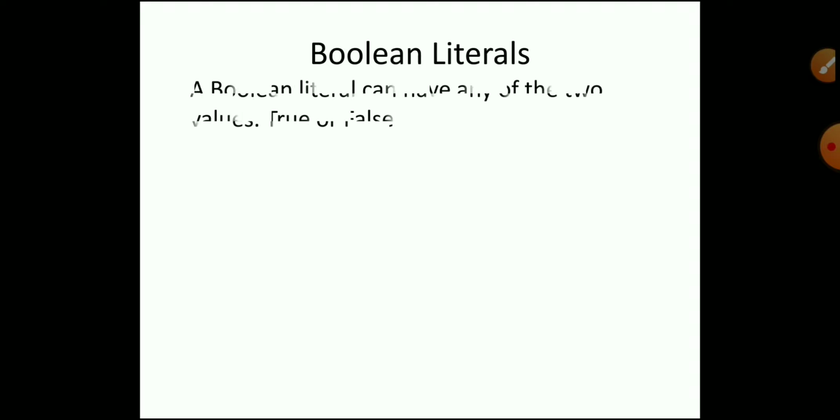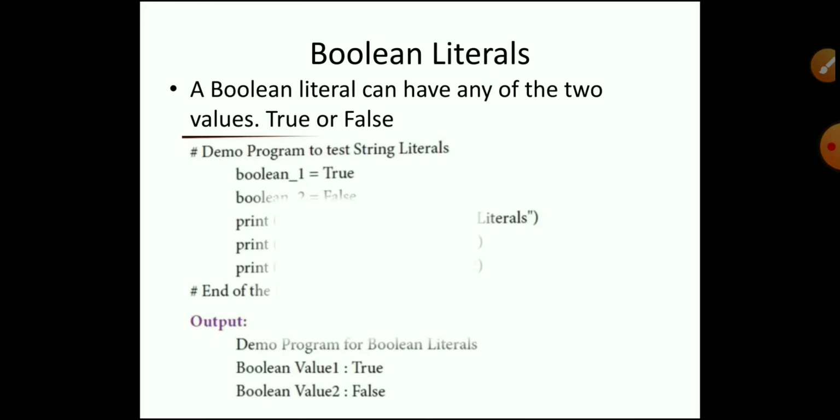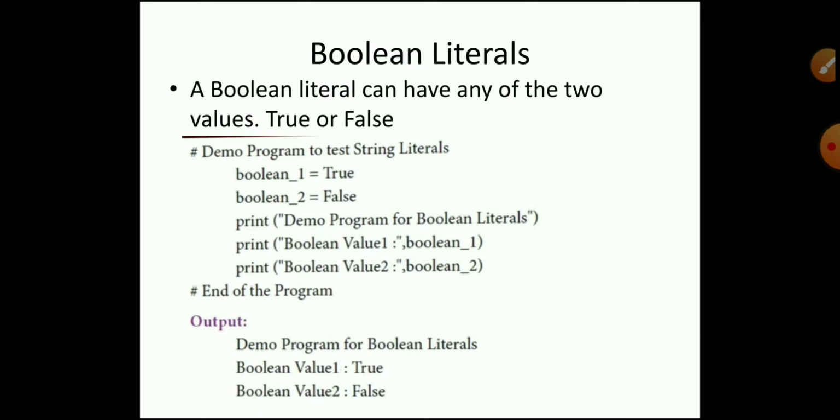Next, Boolean literals. In Boolean literals we have two values: one is true, another is false. Listen to how the program explains it: boolean1 true, boolean2 false. Boolean1 and boolean2 are variable names; you can give any variable name, a equal to true, b equal to false. For Boolean literals we must use true or false.